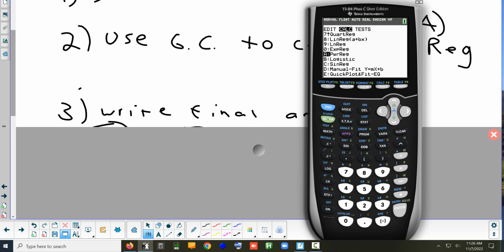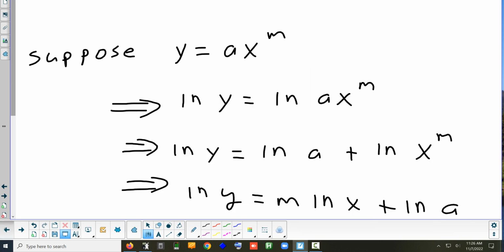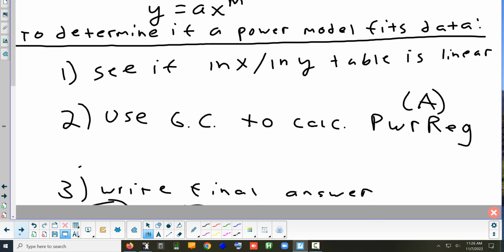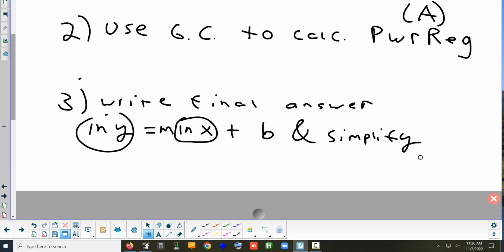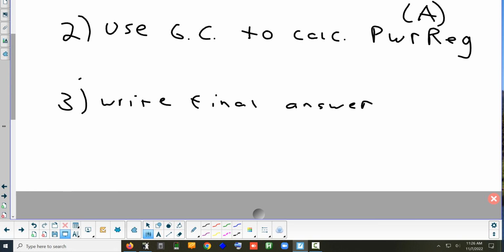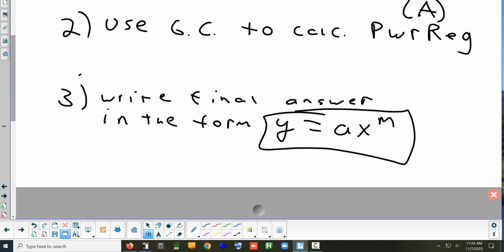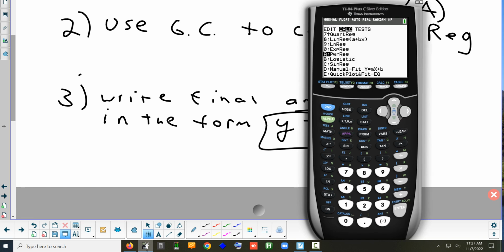And then once you do a power regression, the calculator is going to give you two numbers, kind of like it did right here. Well, the last step is to take those two numbers and fill them into the formula and write your final answer. So step 3, sorry. Write the final answer in the form y equals a times x to the m. I think those are the two letters the calculator uses. Well, we'll find out when we do one.